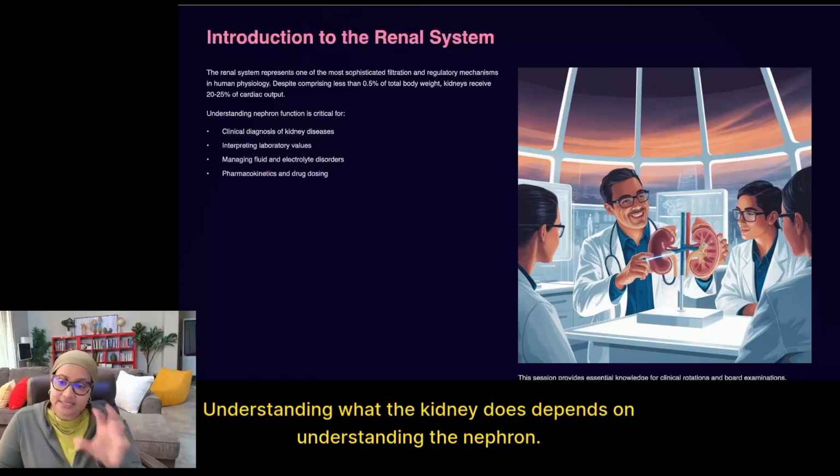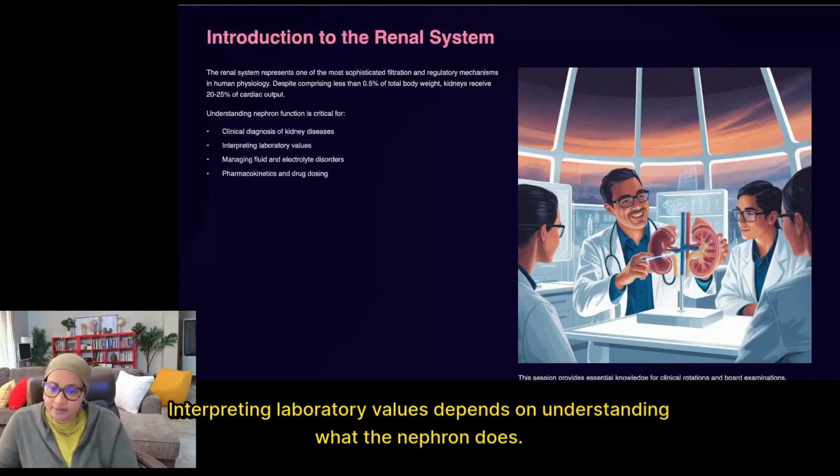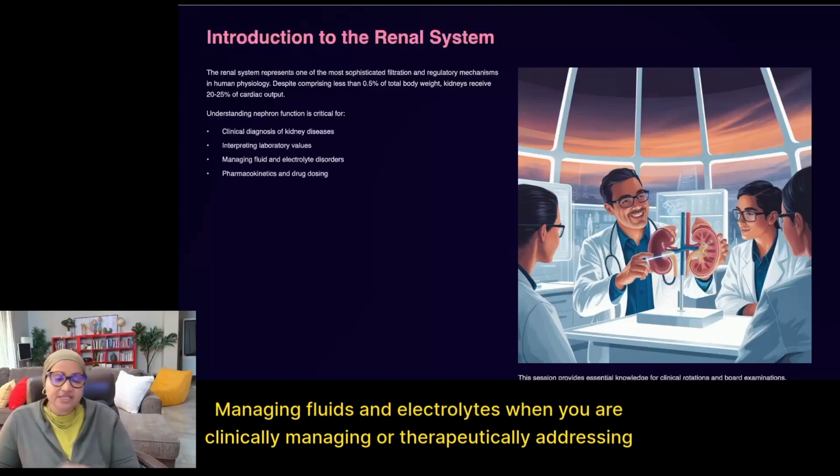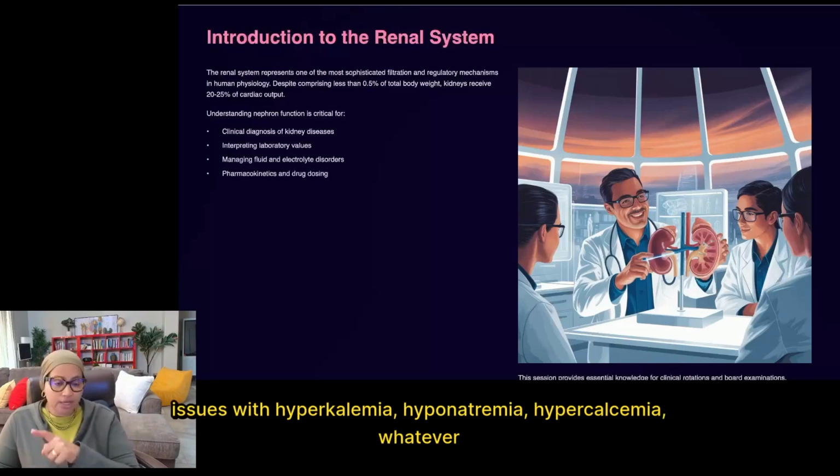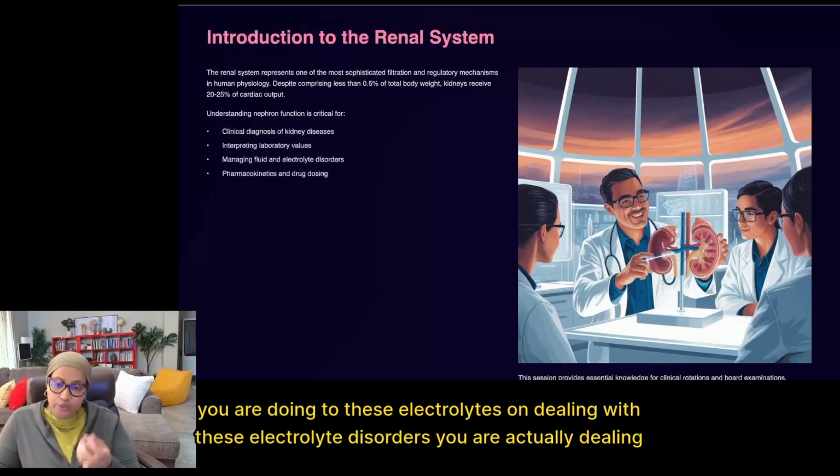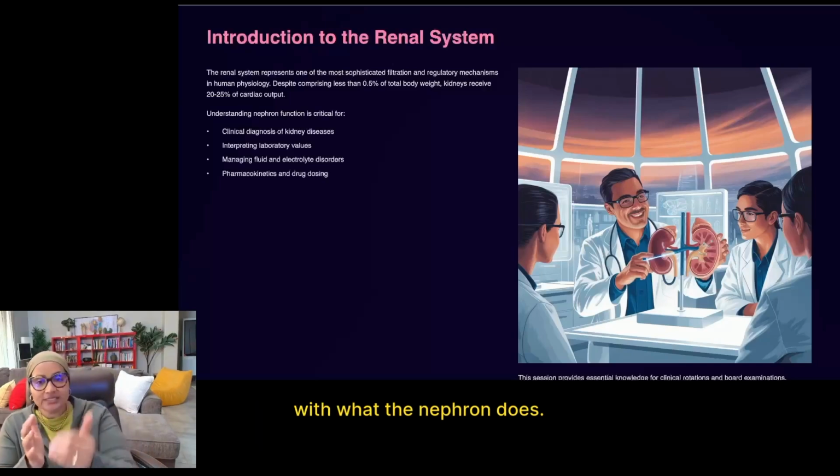Understanding what the kidney does depends on understanding the nephron. Okay? And interpreting laboratory values depends on understanding what the nephron does. Managing fluids and electrolytes, when you are clinically managing or therapeutically addressing issues with hyperkalemia, hyponatremia, hypercalcemia, whatever you are doing to these electrolytes, in dealing with these electrolyte disorders, you are actually dealing with what the nephron does.